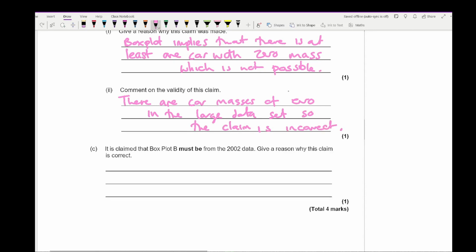Then for C, and the final one, it says that it is claimed that box plot B must be from the 2002 data. Give a reason why this claim is correct. And again, something along the lines of that the 2002 data is the only one with zero masses of cars. So something along those lines will be absolutely fine. And there we go.